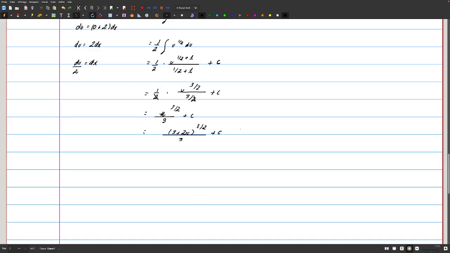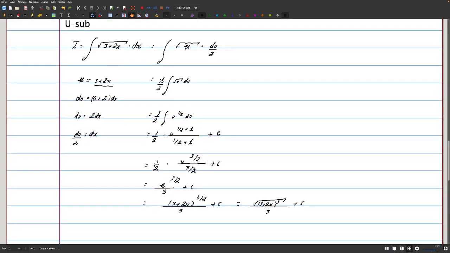You can leave it like this, or you can also write it under this form right here: 3 plus 2x, this thing right here, to the 3 over 3 plus c. So that's our final answer to the integral that we just solved right here.